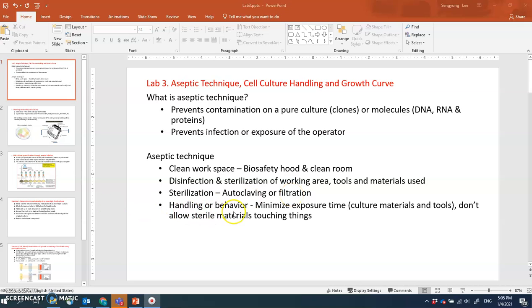And then handling behavior is very important. The operators, especially you guys, when you deal with your clean materials, you have to minimize the exposure of those materials to the outside air, outside possible contaminants, by minimizing the exposure time. Don't allow any sterile materials to touch other things that are not sterile. Of course, those are the basic rules.